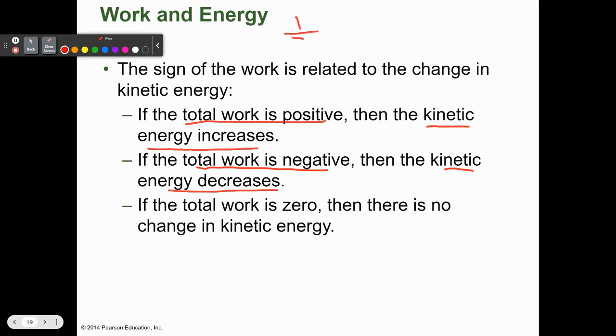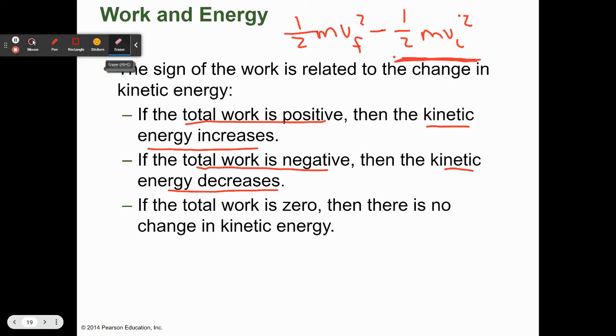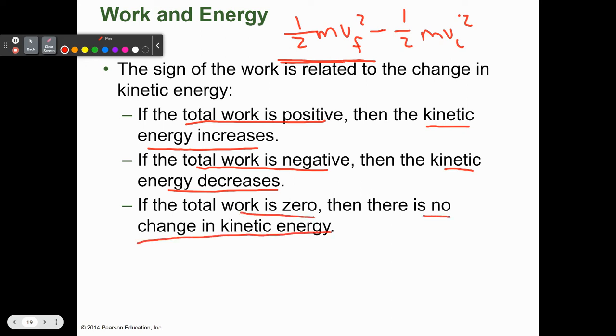So if we go back and put this back up here, 1/2 mv final squared minus 1/2 mv initial squared. In order for work to be negative, this would have to be the larger term. And if work is positive, then this would be the larger term. And if work is 0, then there would be no change in kinetic energy. So your initial velocity and final velocity would have to be the same number, meaning it's not speeding up at all. It's going at a constant velocity.